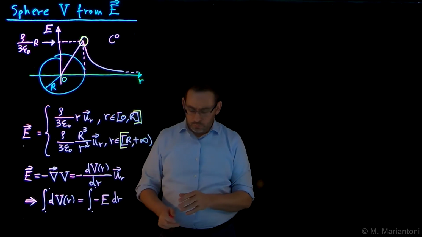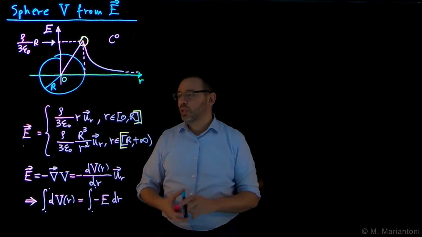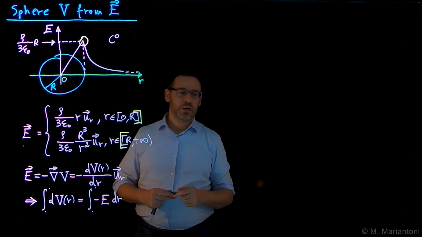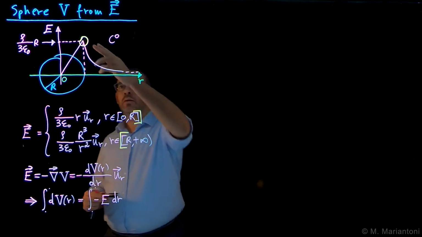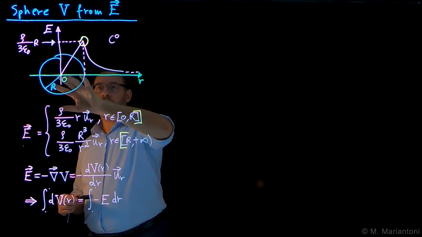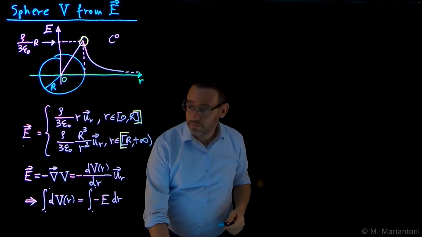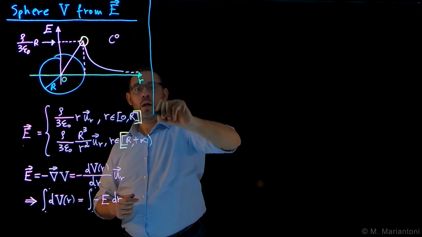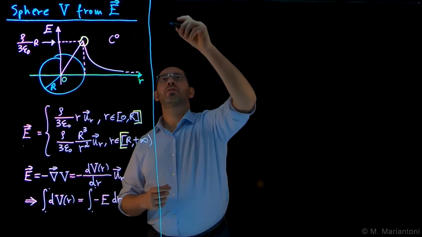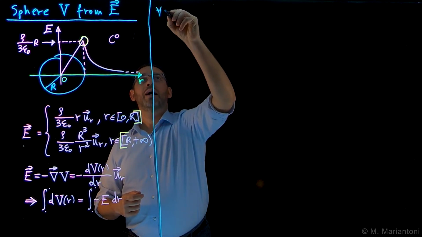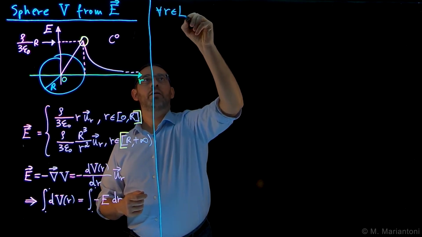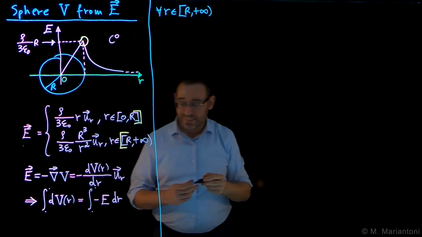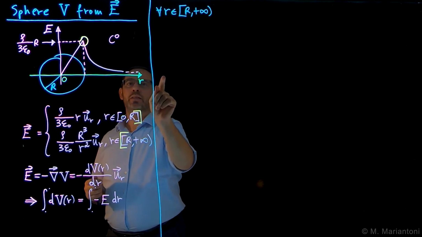In fact, the first solution that we want to find is for the region outside the shell, the sphere. So we are in this region here. So the first part of the problem which we want to solve is for each point r in the region capital R included, all the way to plus infinite. So we are here, in this region here, okay?